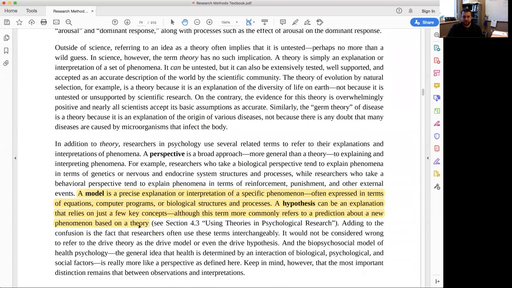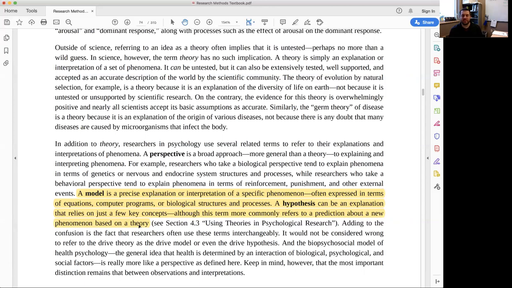So then model: a precise explanation or interpretation of a specific phenomenon, often expressed in terms of equations, computer programs, or biological structures and processes. So models are very much mathematical in nature. They don't necessarily have to be, but most of the models that come to my mind steal from mathematical formulas. A lot of times the models that we will use in psychology are actually for analysis, like path analysis models and structural equation modeling and things like that. But certainly we can develop models for more psychological processes as well.